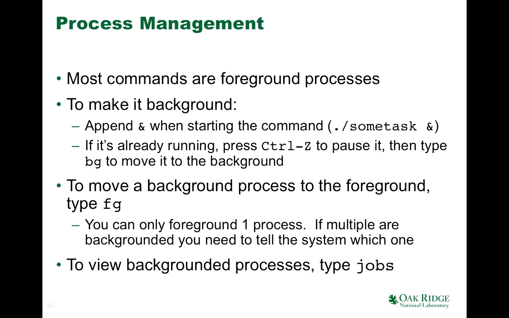If we had a background process and we want to move it back into the foreground, we can just type FG, and that will move the command back to the foreground. Again, FG for foreground. You can only foreground one process at a time. Remember, those are blocking, so if you have multiple backgrounded processes, you need to tell the system which one you want to bring to the foreground. There's a command called jobs that will show you what processes are backgrounded so that you can know what to tell the system to bring into the foreground.